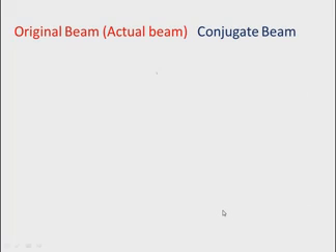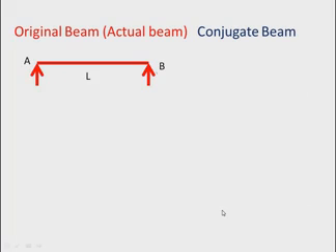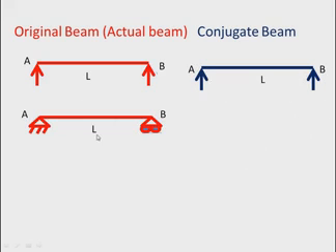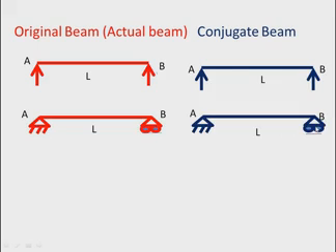Now if you look at the difference between the original beam and the conjugate beam, see here it is a simply supported beam having span L. In the conjugate beam also the span remains the same, that is A and B itself, and the end conditions remain simply supported. In the original beam, A is a hinge support and B is a roller support, L is the span; for the conjugate beam the end conditions and length remain the same. There will be no change in the end conditions.